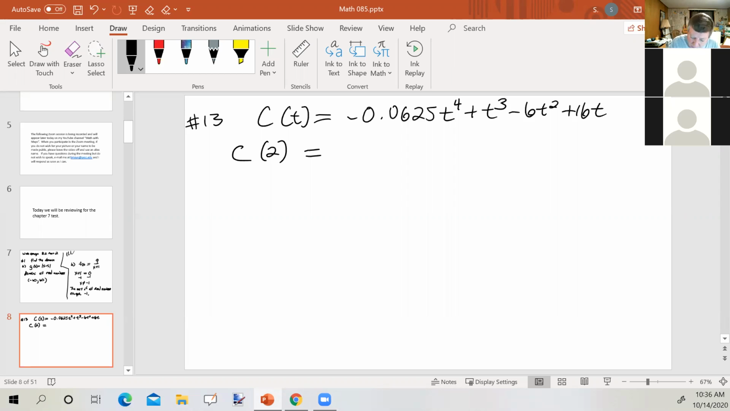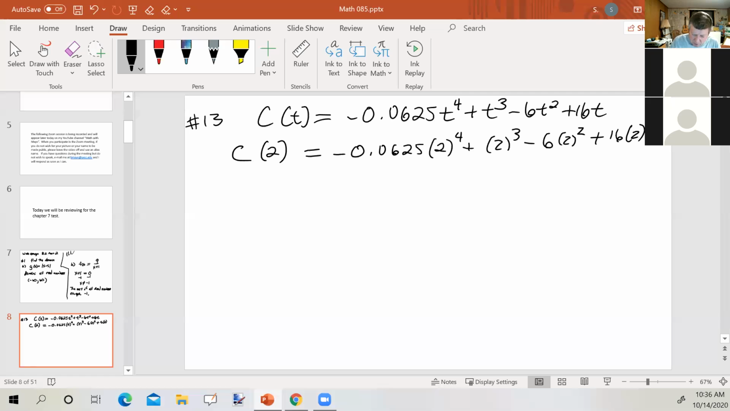So C of 2 is going to equal negative 0.0625 times 2 to the 4th power plus 2 to the 3rd power minus 6 times 2 to the 2nd power plus 16 times 2. Now, we can do this a piece at a time. We can take 2 to the 4th power and get 16, 2 to the 3rd power and get 8, etc. Or we can punch it all into our calculator at once. I'm going to do it all at once, and then if you have any questions, let me know.